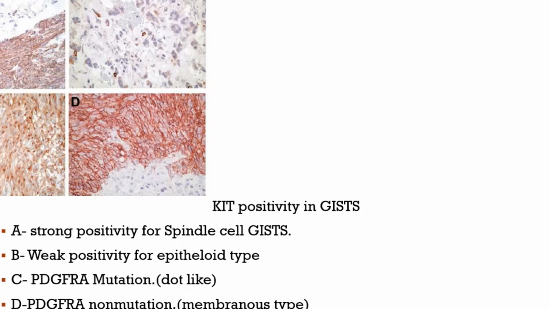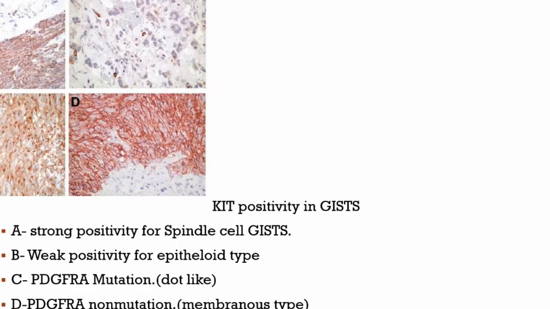Epithelioid variety: you can see A, B, C, D. Epithelioid variety in A, in B, and in C. In the first slide, they are showing CD117 positivity. In the second epithelioid variety, they have shown CD34 positivity. And the epithelioid variety in C is showing DOG1 positivity. So the three markers, CD117, CD34 plus DOG1 positivity, are strongly positive mainly for the epithelioid variety.